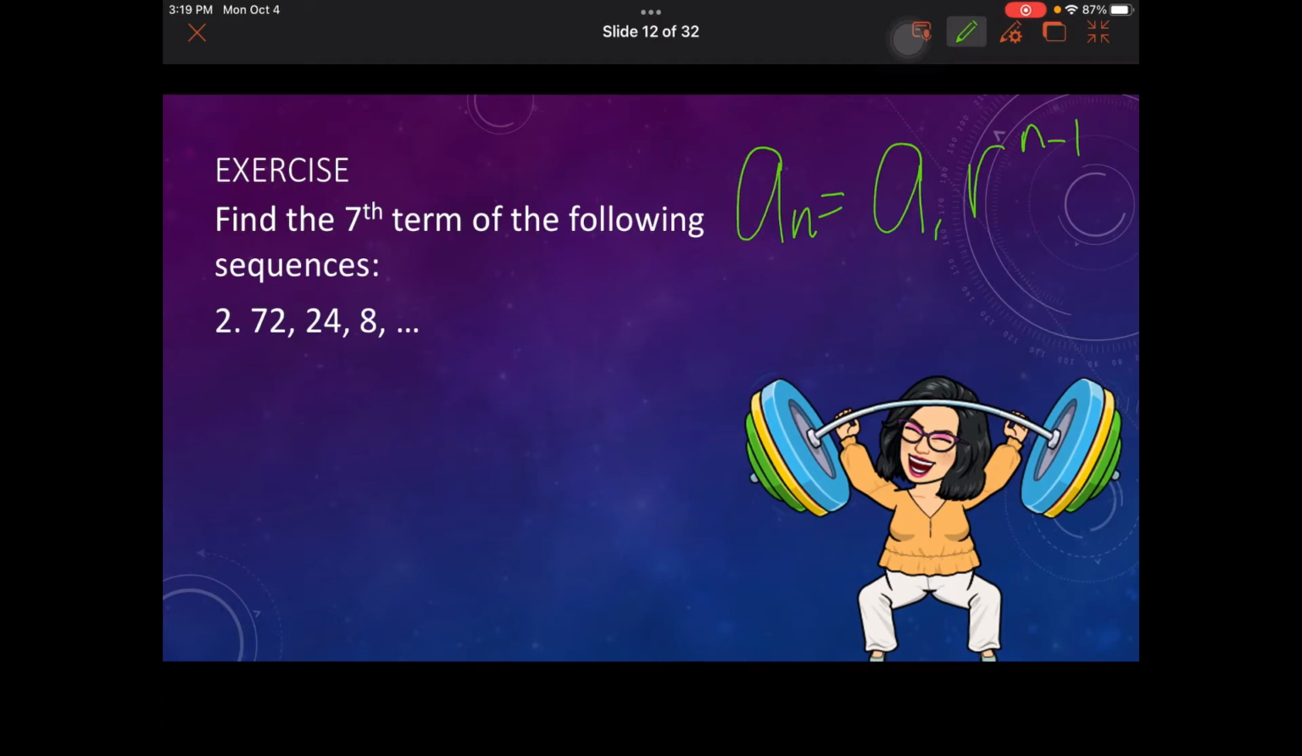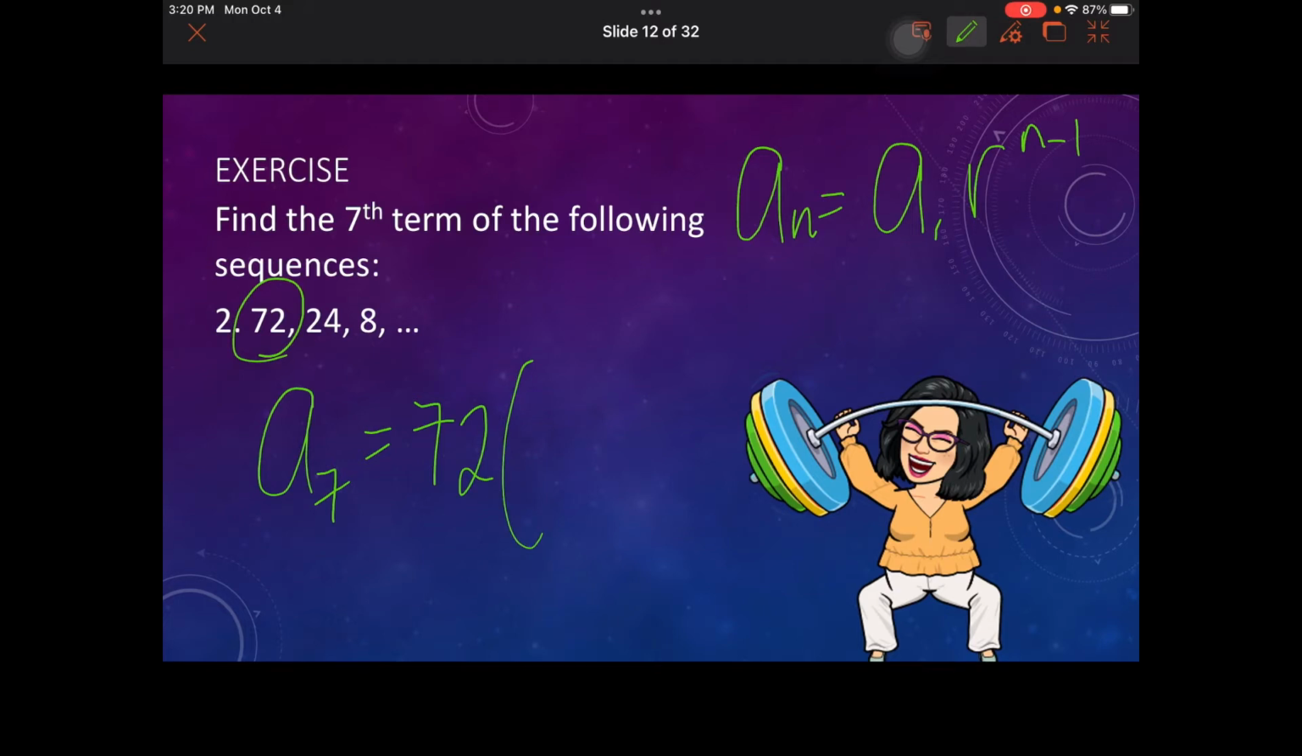Okay, so kung hindi ka nag-pause, maririnig mo tong boses ko ngayon na hindi ka nag-pause. Okay lang naman yan, anak. Kung gusto mo talaga malaman kung ano yung tamang sagot, paano natin ito isosolve? A sub 7 is equal to, ang ating first term ay 72.